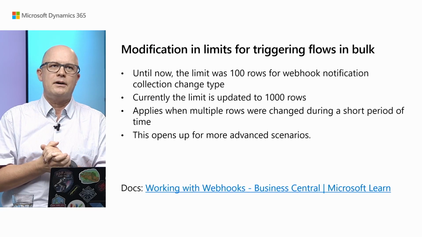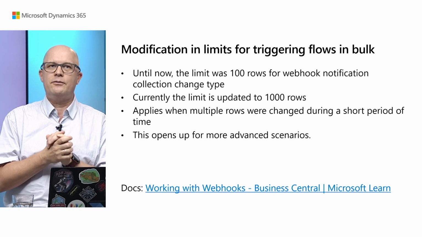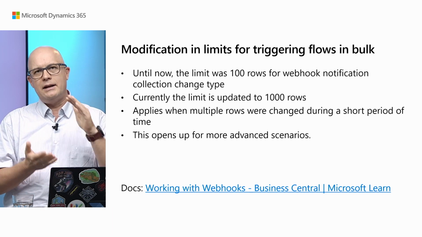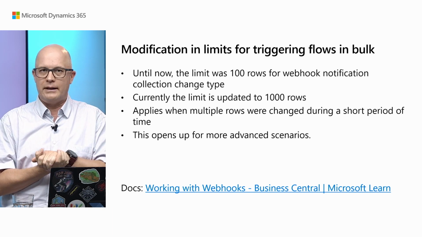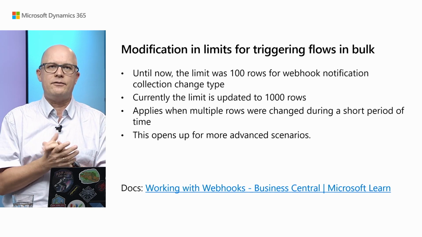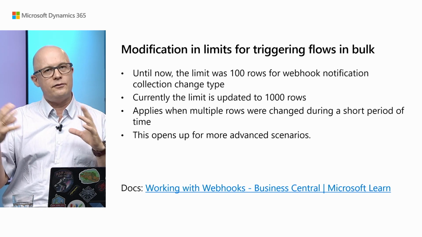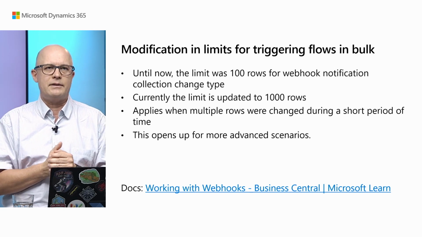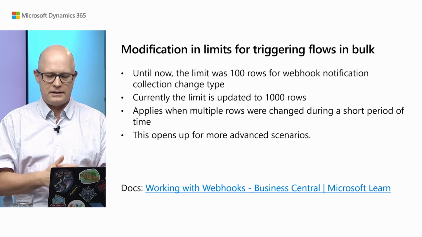Thank you. Let's have a look at a few other things. This first one is about notifications that come from Business Central to Power Automate based on webhooks. Before, there was a limit of 100 rows only. And right now, it's 1,000. So we changed that tenfold. And that allows you to build flows that react on bulk changes when you change a lot of data at the same time. And that, of course, opens new scenarios.